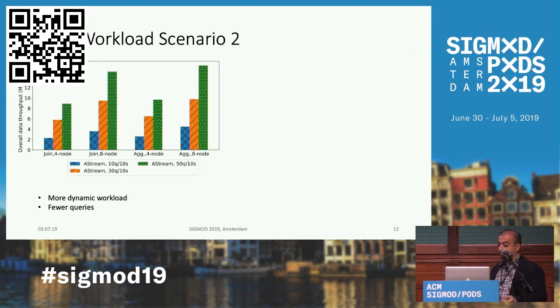And this figure shows the overall data throughput for workload scenario 2. As you can see, the throughput is less than for workload scenario 1. The reason is that by definition, in workload scenario 2, we have fewer queries, but those queries are more dynamic and more fluctuating.